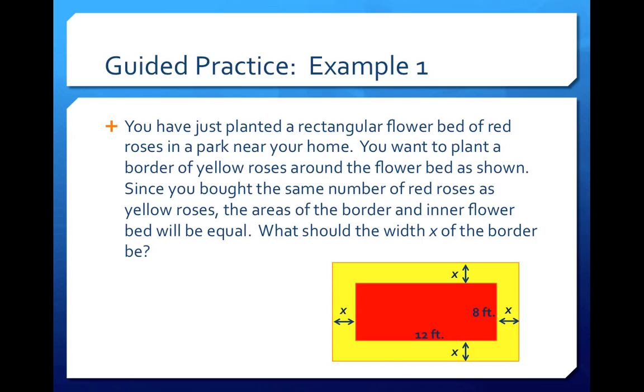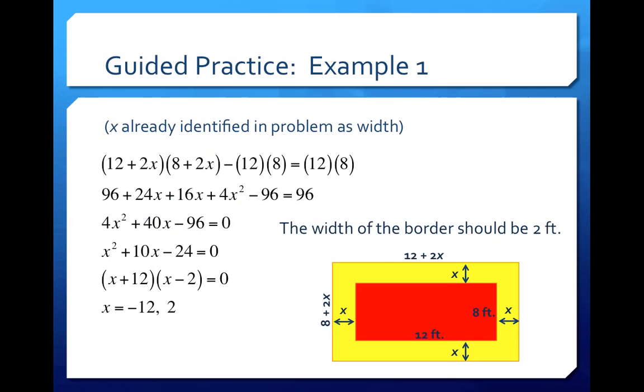Alright, so let's check your answer now. So x has already been identified in the problem as the width, and so we know that we need to use that to set things up. So 12 plus 2x times 8 plus 2x represents the entire garden. I'm going to subtract from that the red roses, which is just the 12 times 8 part, and that should give me the border, which is supposed to be the same area as the red roses, so that's also going to be 12 times 8.